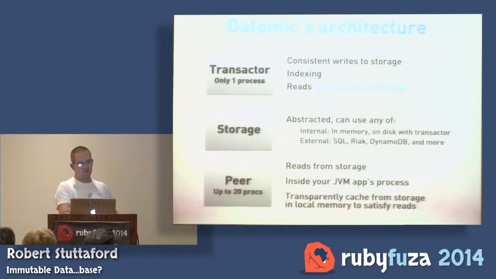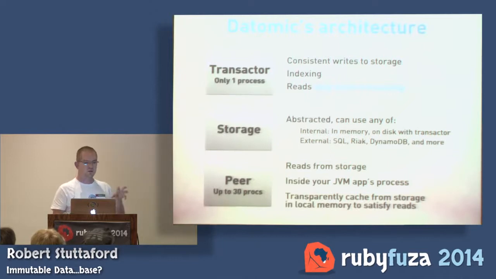And as it satisfies those reads, because the data is immutable and can never change, it can transparently cache those pieces of index segments in memory as it satisfies those queries. And because the data is immutable, you never have to invalidate those caches. So at Cognition, we're using this in production. We don't have a single line of manual caching code in our entire code base. We just use everything that Datomic provides with its caching. And it's all immutable, so we never have to expire cache. It makes for a lot less stress.